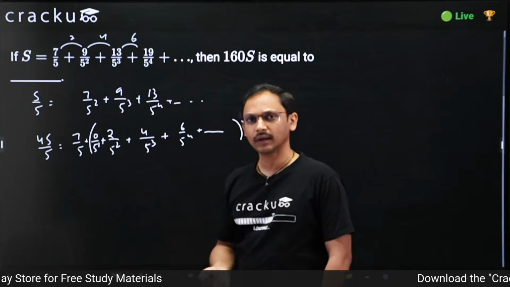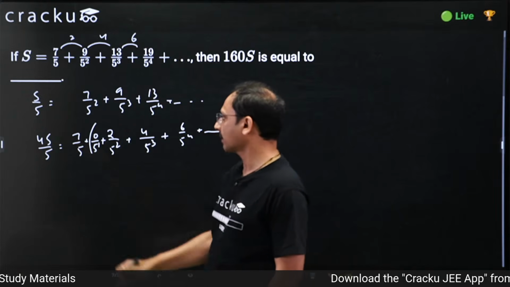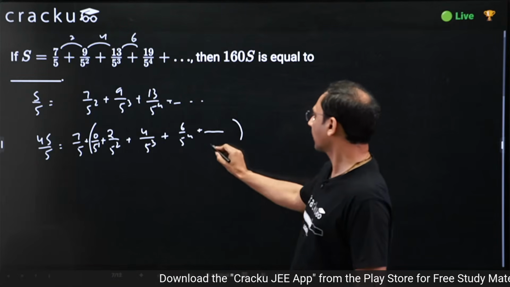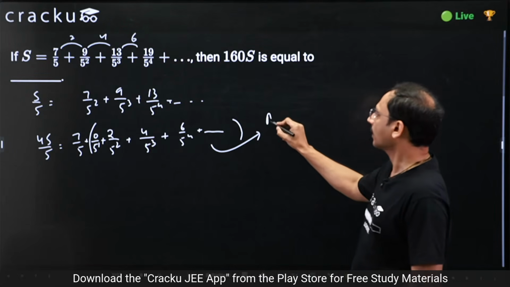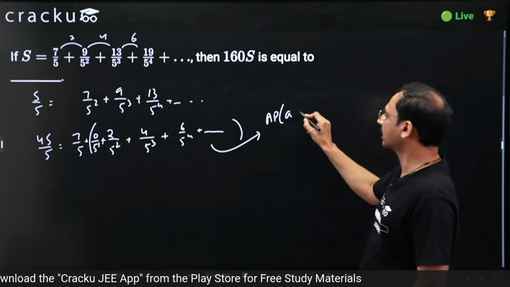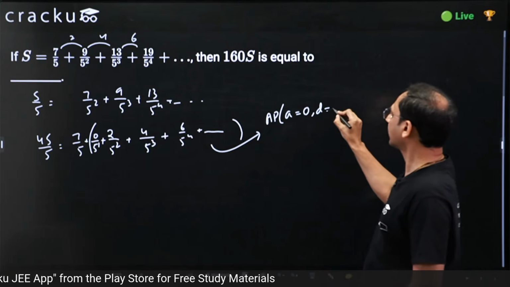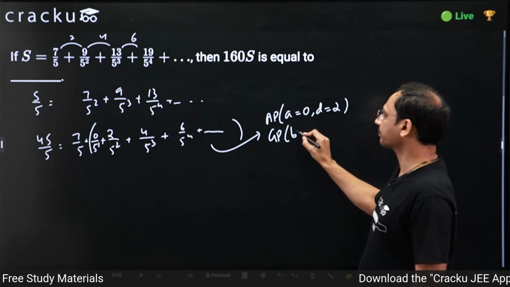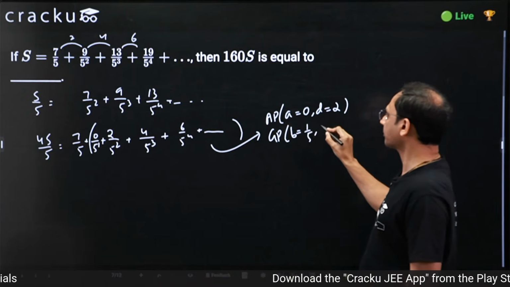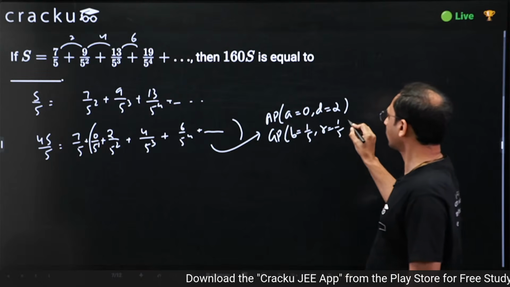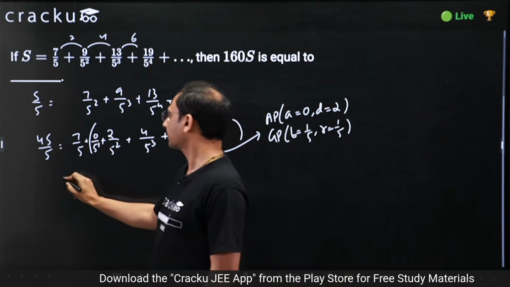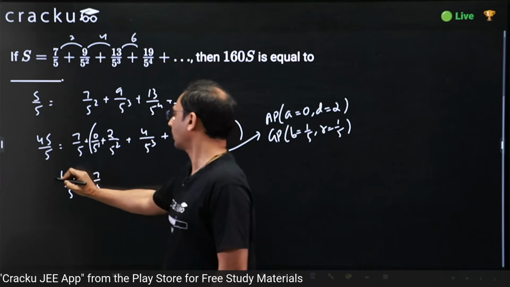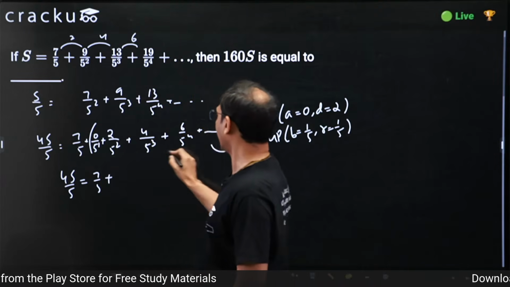That's anyway 0, it won't matter. Keep the 7 by 5 aside because that doesn't come under this pattern. So in this AGP, I have an AP with first term 0, common difference 2. I have a GP with first term 1 by 5, common ratio is also 1 by 5. So I get 4s by 5 plus 7 is equal to 7 by 5 plus S infinity of a GP.